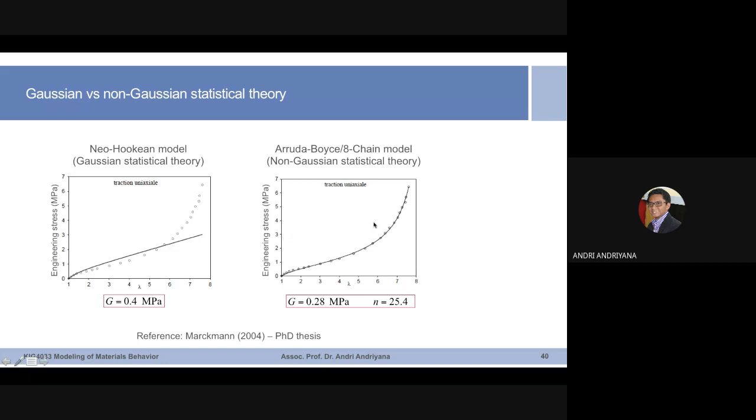For Arruda-Boyce, it consists of 2 parameters. Neo-Hookean consists of only 1 parameter, which is the shear modulus.